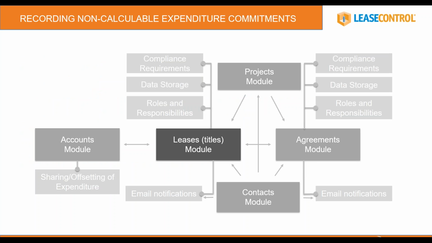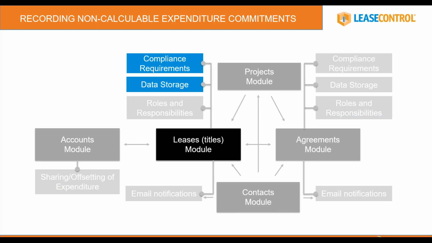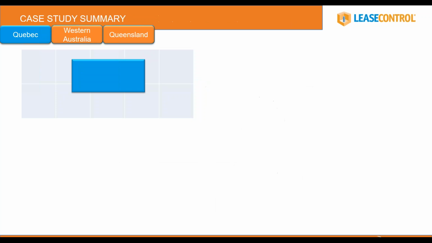Of LeaseControl's 5 modules, this particular expenditure is captured within the Leases module, which traditionally handles mineral, petroleum and land titles. Further expenditure commitments relating to contracts, for example, farming arrangements, are handled separately through the Agreements module. However, today's webinar will focus on those contained within the Leases module. This is where we store data relating to commitments, which is drawn upon when completing expenditure compliance requirements, which we refer to in LeaseControl as actions. We will now introduce you to today's case studies.